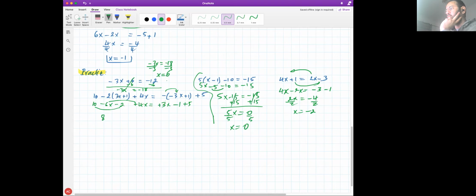And then you have negative 6x plus 4. Negative 6x plus 4 is... negative 6 plus 4, that's right, negative 6 plus 4 is negative 2x. And back to this, to the other side.